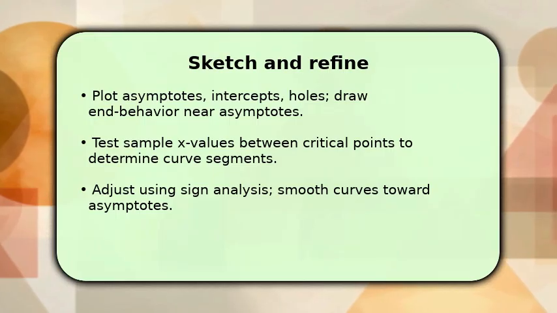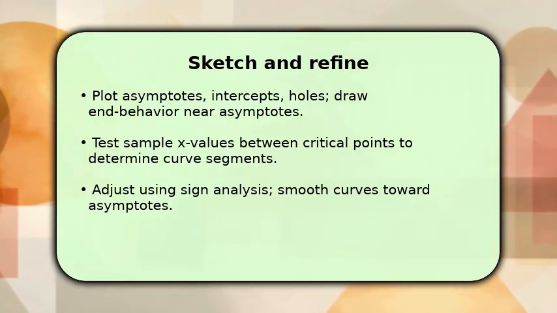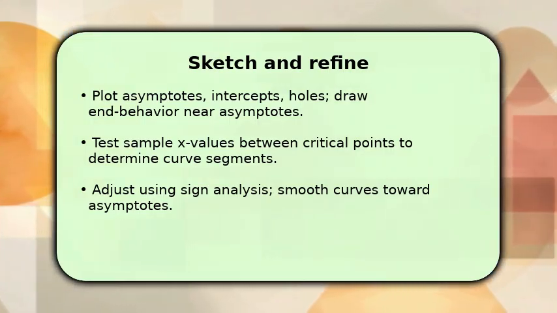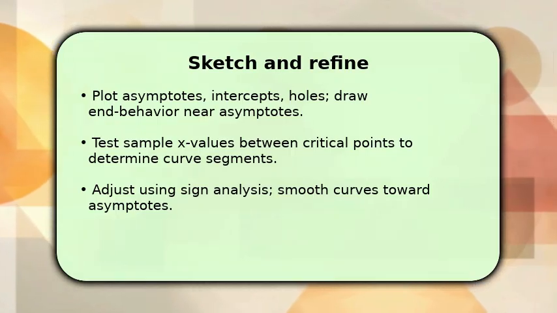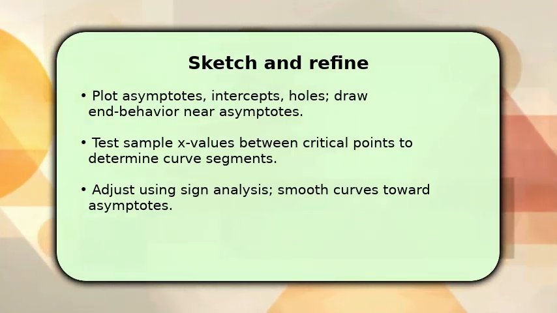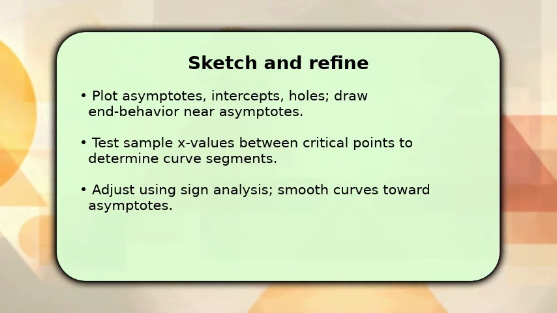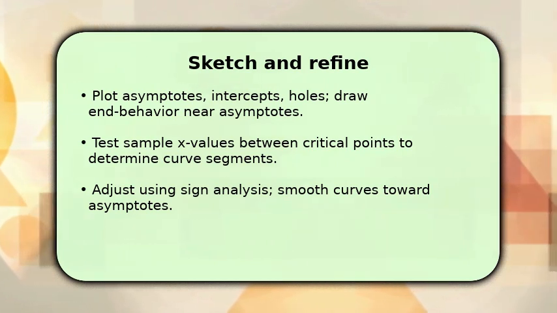Once the rough sketch aligns with intercepts and asymptotic behavior, refine slopes to approach asymptotes smoothly and add a troubleshooting check. If a segment looks wrong, re-evaluate cancelled factors and sign tests.